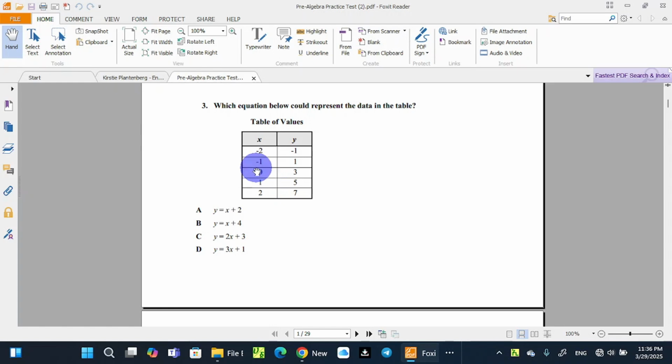Let's substitute 0 in every equation. If you substitute x equal to 0, it should give us 3. The easiest way is substituting zeros. When you substitute 0 here, it becomes 2, but the given data says it should be 3, so this is cancelled out. In option B, when you put 0, y is equal to 4, so it's also cancelled out. In C, when you put 0, y is equal to 3. So it still works.